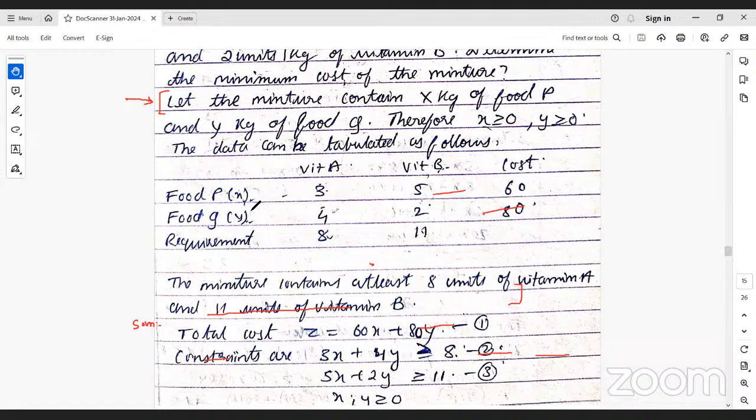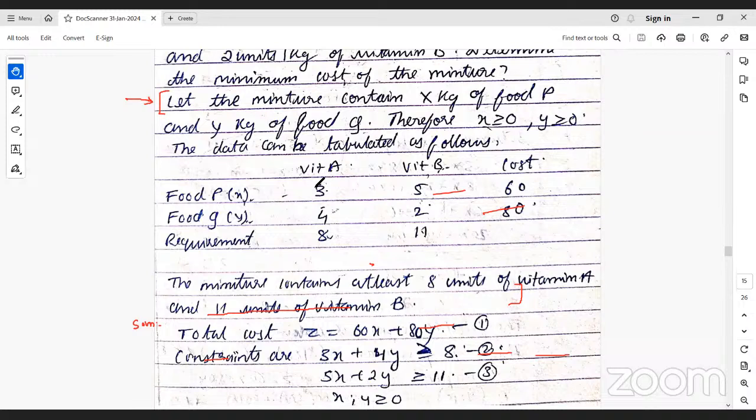In the cost 80 into y, but we want the total cost. So the total cost function will be z is equal to 60x plus 80y. Okay, 60x plus 80y, because in the question they have asked us to calculate the minimum cost. So here our objective function is a cost function, and this cost function can be represented as z is equal to 60x plus 80y. So we have first found out the objective function.